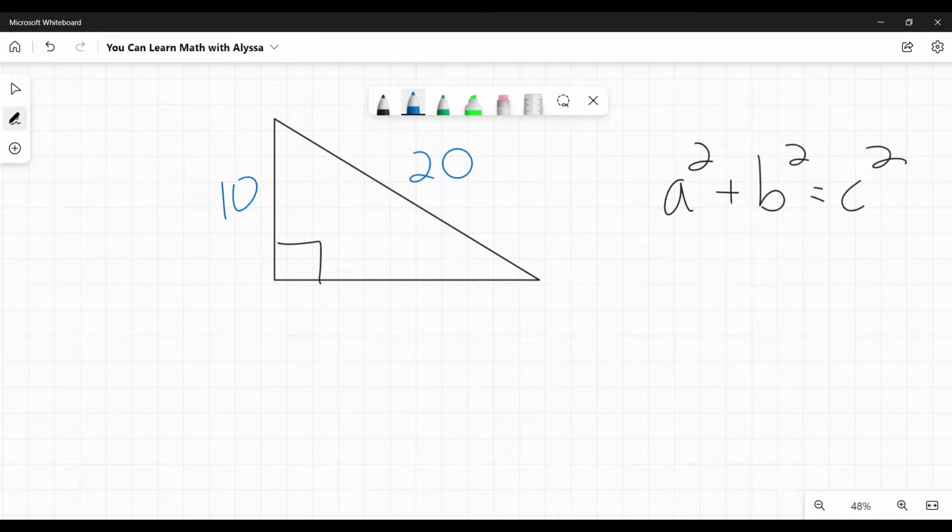Now, before I put anything on my little drawing here of my right triangle, I want to make sure I've identified C. I always start with that. Okay, so there's my right angle, and it is opposite or looking at this side right there. So that is my hypotenuse. That is the longest side.